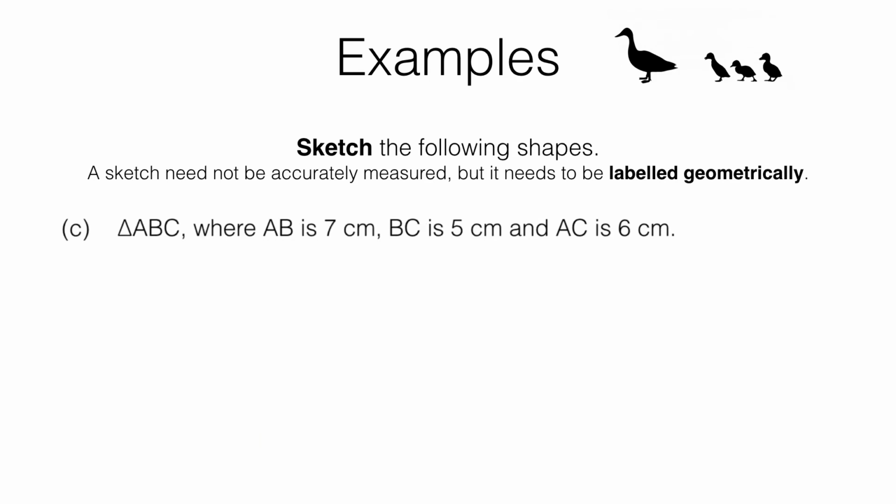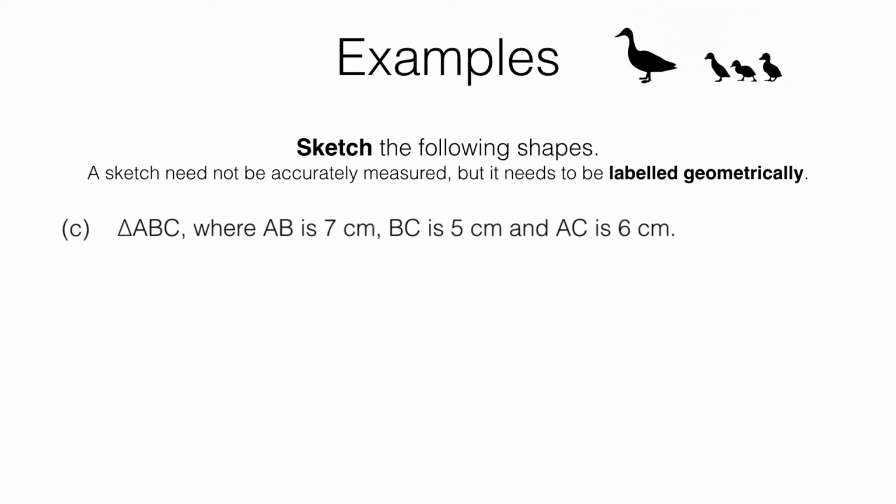In this one, I need to draw a triangle, that's what this symbol is saying, a triangle called ABC, where the length AB is 7 centimeters, BC is 5 centimeters, and AC is 6 centimeters. Again, this is a sketch, so it doesn't need to be measured out accurately. It just needs to be labelled correctly. Here's how I would go about this one. I'm going to start with this side AB.